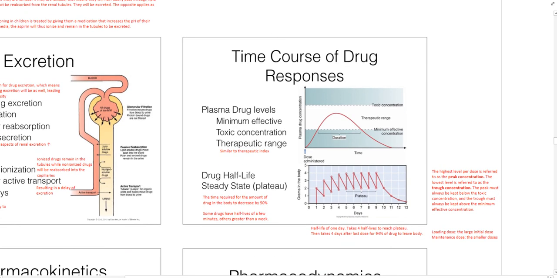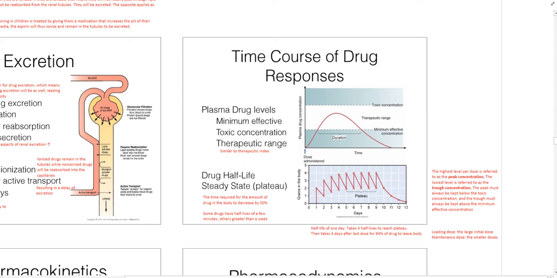So, time course for drug responses. When it comes to giving a drug, we want to make sure that the drugs we give have the appropriate minimum effectiveness so that we can actually cause an effect. But we want to keep it down below the toxic concentration. We don't want to make them poisoned. We want to keep them below that. This is going to be considered the therapeutic range, which is very similar to the therapeutic index.